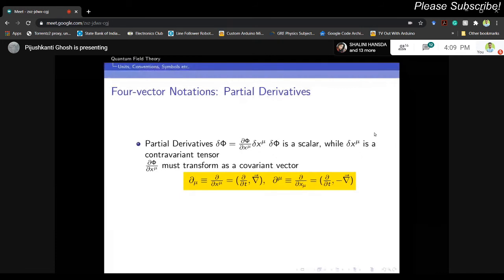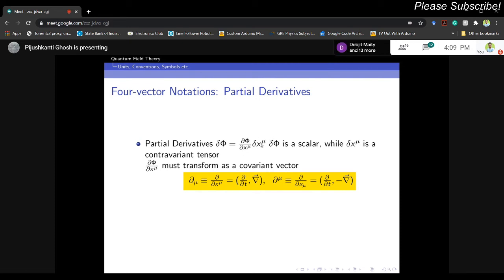Now, if that is true, then you see that delta phi is a scalar quantity. That's what I mentioned here. On the right hand side, this delta x mu is a contravariant vector or tensor of rank 1. As I said, the left hand side and right hand side of an equation should have the same nature. If the left hand side is a scalar, the right hand side must be a scalar. If the left hand side is a vector, the right hand side must be a vector.